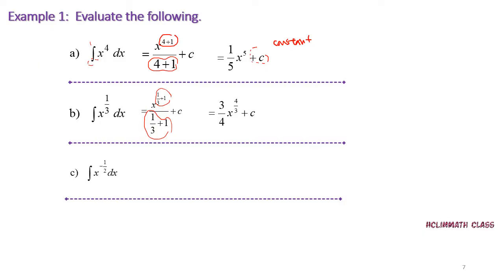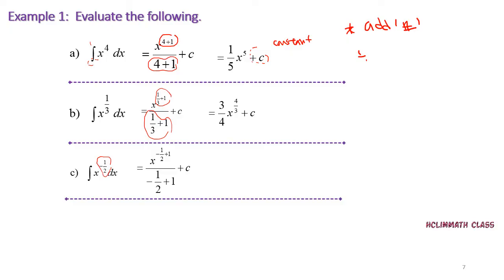And proceed with the third one. We see we have the power of minus 1 over 2 also. We just do the same process. So remember, we must add 1 to the power, and then only you divide. Okay? Only you divide.